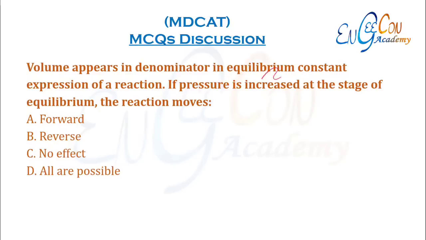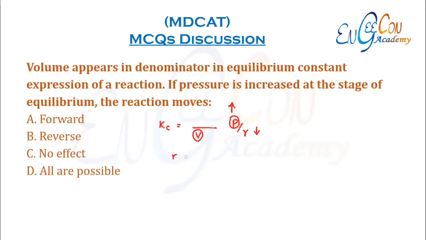इस लेक्चर में हम टेस्ट नंबर 3 की डिस्कशन करेंगे। The first MCQ says volume appears in denominator in equilibrium constant expression. If pressure is increased, then the reaction moves. So जब भी equilibrium constant की expression में volume denominator में आए, it means that the number of moles of products is greater and number of moles of reactants is smaller.